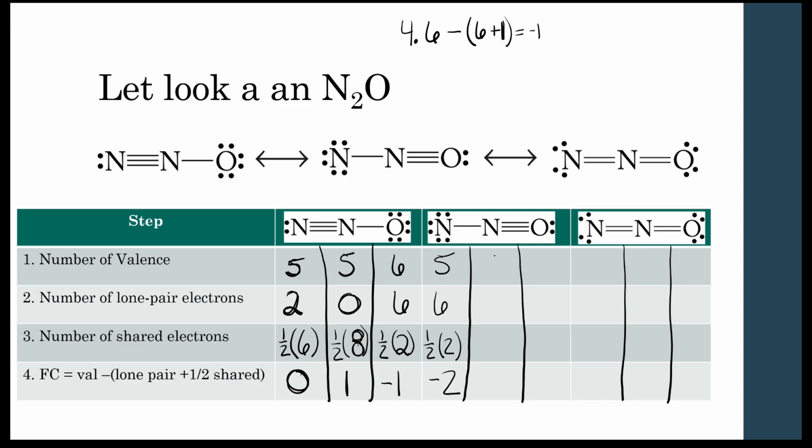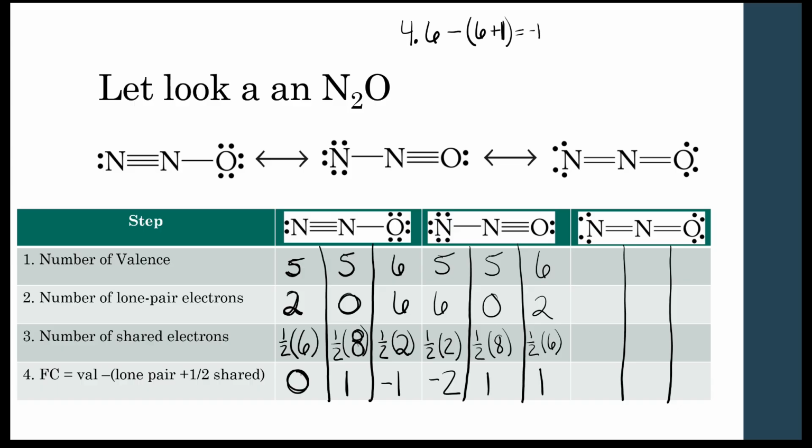Central nitrogen is going to be 5 valence, no lone. He's sharing 8 electrons. So 5 minus half of 8 is 4. So 5 minus 4, that's going to be a 1. And then oxygen has 6 valence. He's got 2 lone pairs. He is sharing 6 electrons. So we're going to take 6 minus half of 6 is 3, 4, 5. So 6 minus 5 is going to be 1.